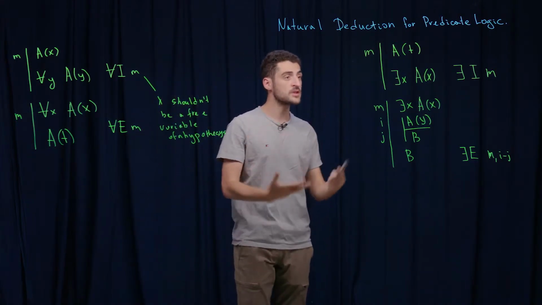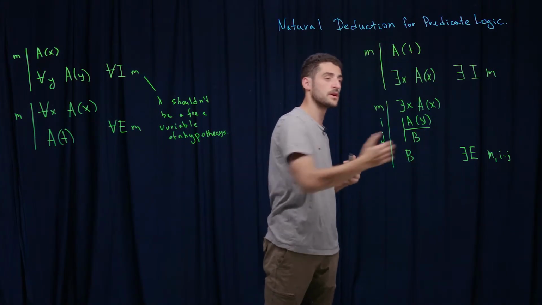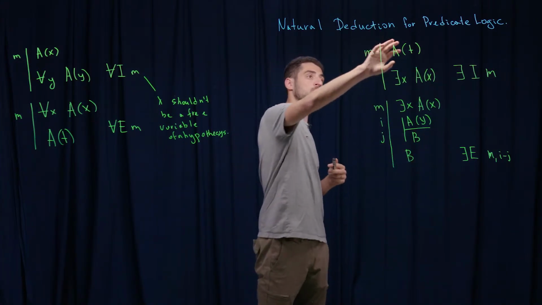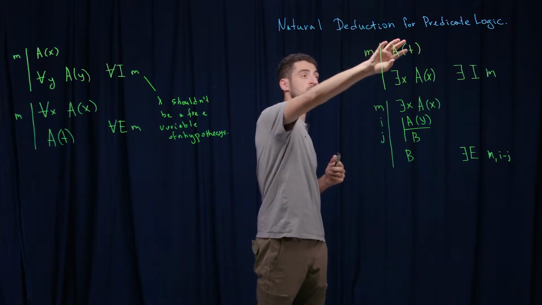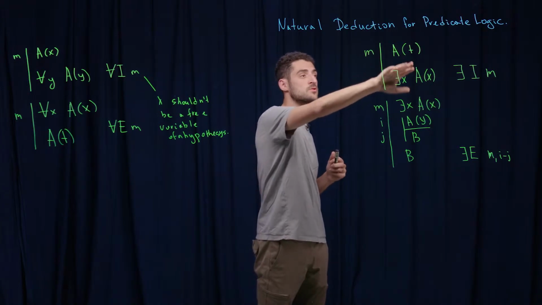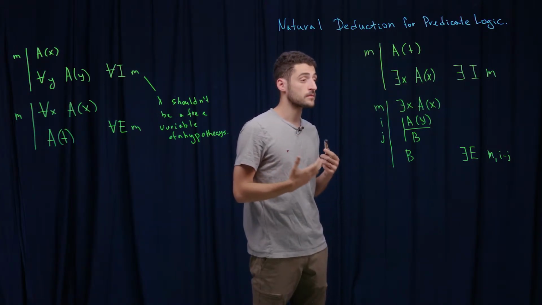Similarly, for the existential quantifier, we add 2 rules. One of them is introduction and the other one is elimination. So if you know A of t, where t is some term inside of the formula, you can replace this term by a variable x and add the existential quantifier.